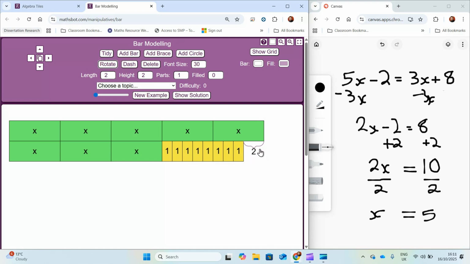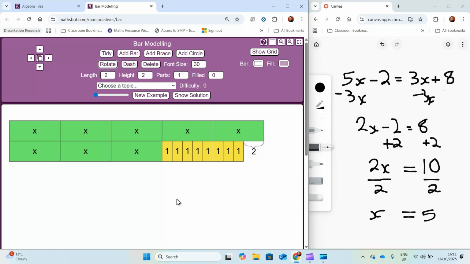And what we can see here with the brace is that the difference between these two is 2. If you're familiar with bar modeling, you may well have seen the use of a brace before to show the difference between two numbers. That's how we're interpreting this subtraction here. We're interpreting it as the difference between 5x and 3x plus 8 is 2. So 5x subtract 2 results in 3x plus 8.